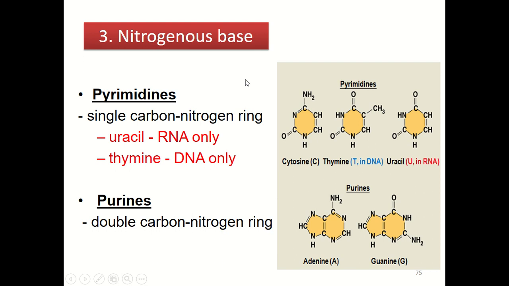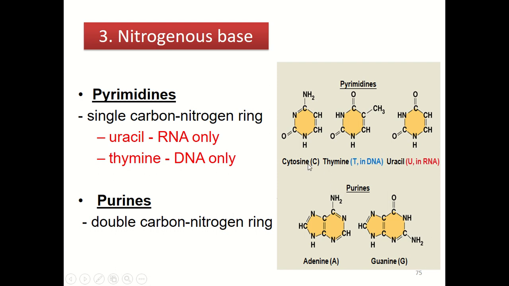Meanwhile, the nitrogenous bases are divided into two groups, either pyrimidines or purines. So pyrimidines structure, they only have a single carbon-nitrogen ring here, as you can see. Meanwhile, for purines, the structure is composed of two carbon-nitrogen rings here that fuse together. Okay, a 5-member ring fused with a 6-member ring here.